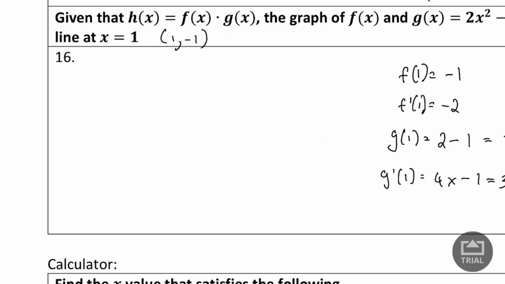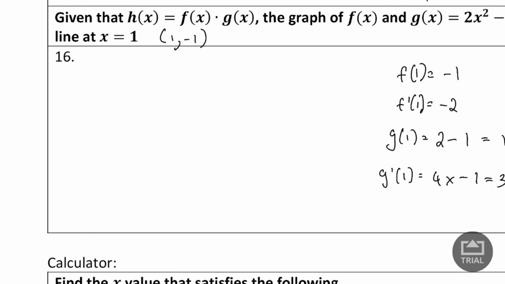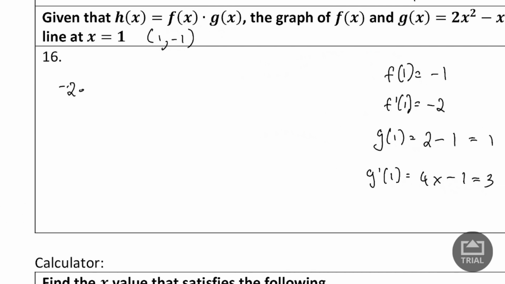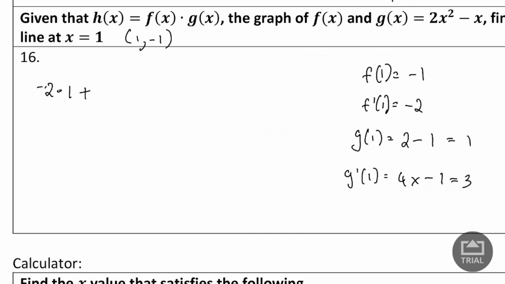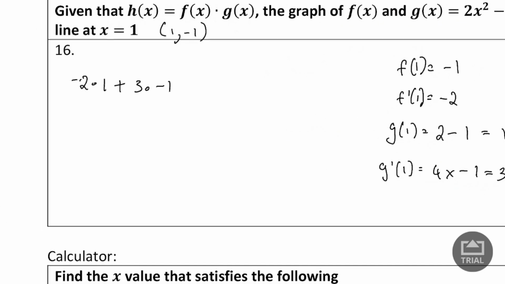And now let's just do the product rule, which says the derivative of f of x, which is -2, times the g of x, which is 1, plus the derivative of g of x, which is 3, times -1, which is the f of x. That gives us -2 plus -3, so -5 is our slope. Now we can put this into a point-slope equation: y plus 1 equals -5 parentheses x minus 1.